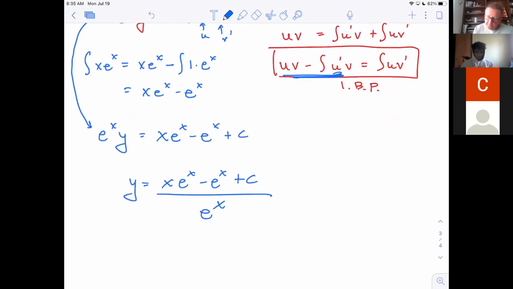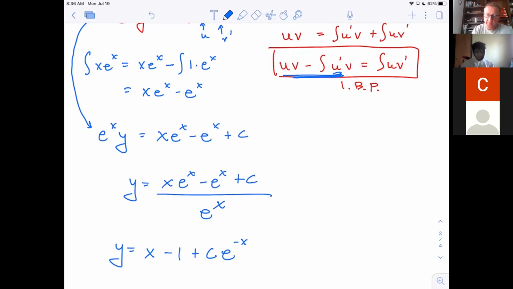And you might say, that doesn't look very simple. So I think I will simplify it. Distributive law: x e to the x divided by e to the x would just be x. E to the x divided by e to the x would just be 1. And then what would I do with c over e to the x? Would you agree it's easier to write it as c e to the negative x? Would you agree that's a nicer answer? It's definitely more streamlined.